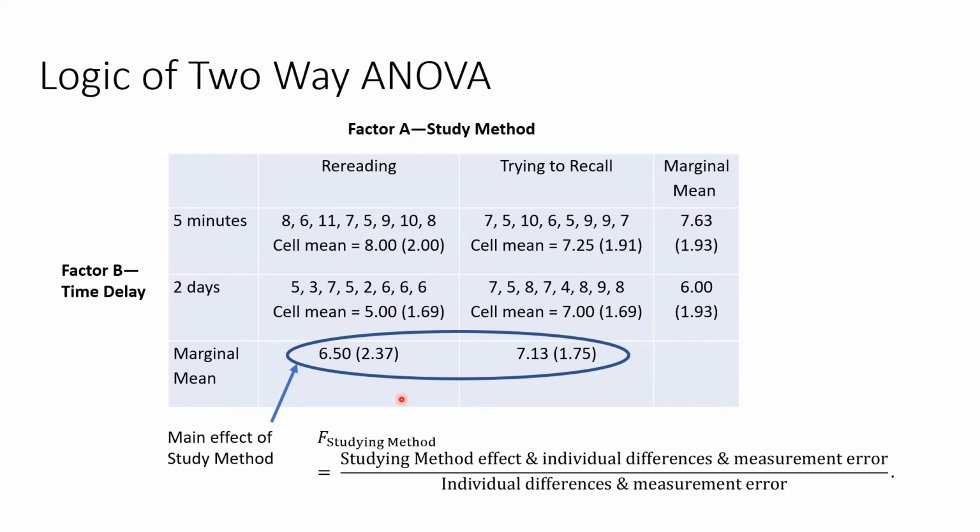and you'd have a better chance of getting a higher F value. Of course, what this numerator actually is, it's not literally the mean difference between these two. It's more complicated than that, but it's a measurement of the between group variability between these two things. So the main point here is, for studying method, we're comparing these two marginal means. The greater their difference, the greater your F value would be.